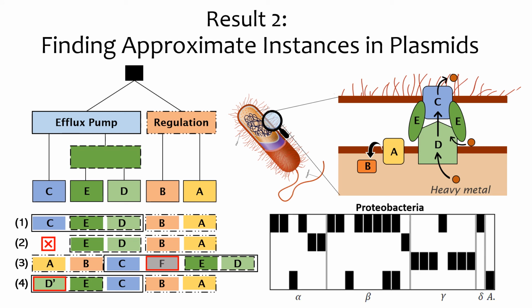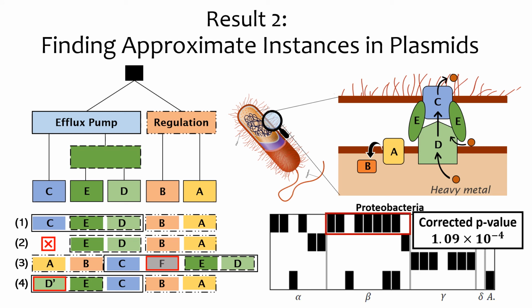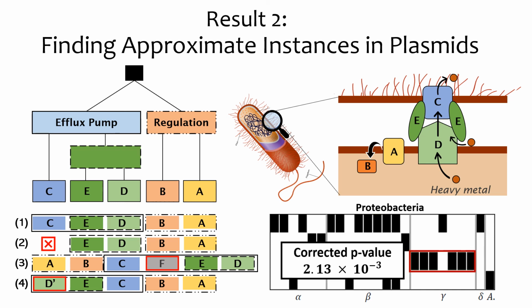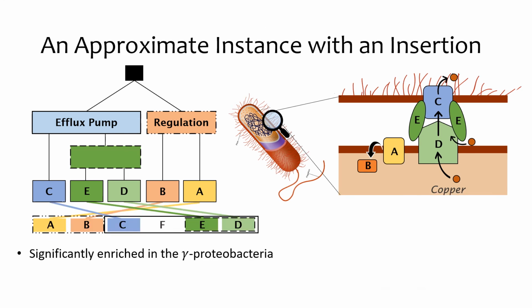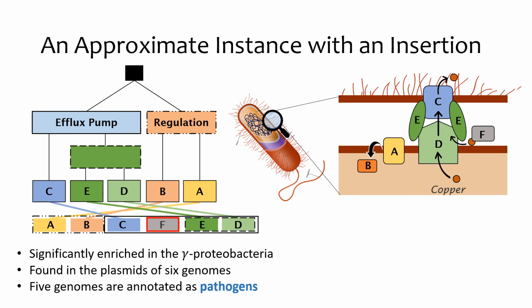The exact instance of the query was significantly enriched in beta-proteobacteria, and the variant that had a gene insertion was significantly enriched in gamma-proteobacteria. The variant with a gene insertion encodes a heavy metal pump that is specific to copper export. The inserted gene encodes a copper chaperone that supplies copper to the efflux pump. This variant was found in the plasmids of 6 genomes, from which 5 genomes are of known pathogens.